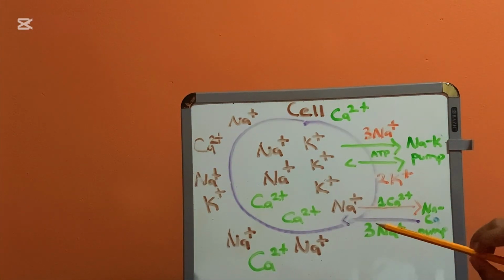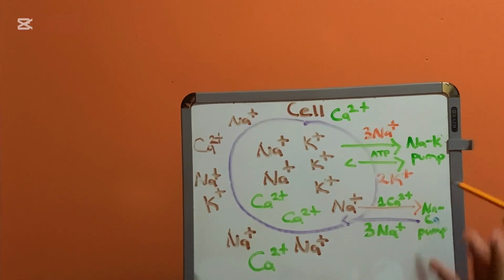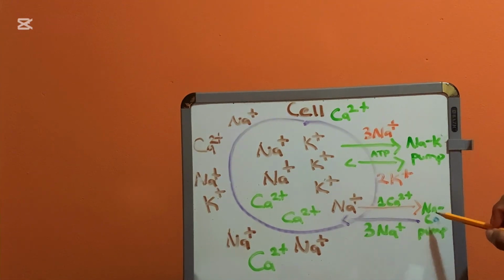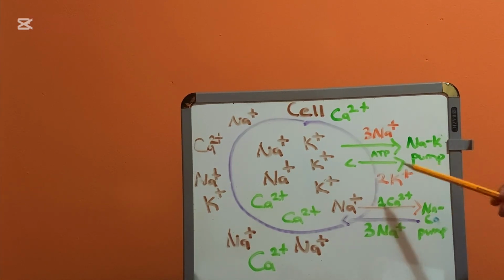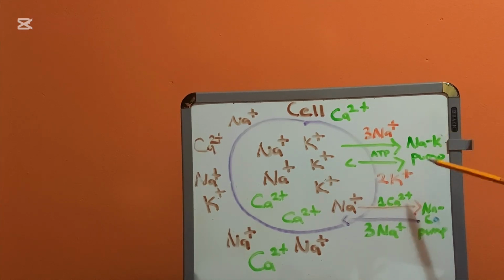And then we have this next pump, the sodium calcium pump. Let's talk about how this one works. This one is passive transport. It's not active. When I say passive, it means that it does not need ATP like the previous pump. And it's also important to know that the sodium potassium pump is also referred to as the sodium potassium ATPase. So you understand how this first pump works. Let's talk about how the second pump works.